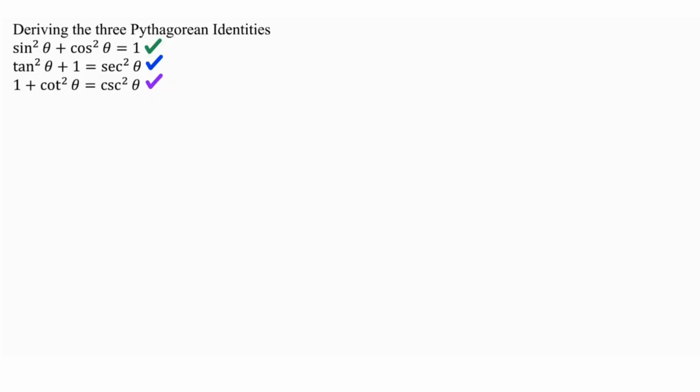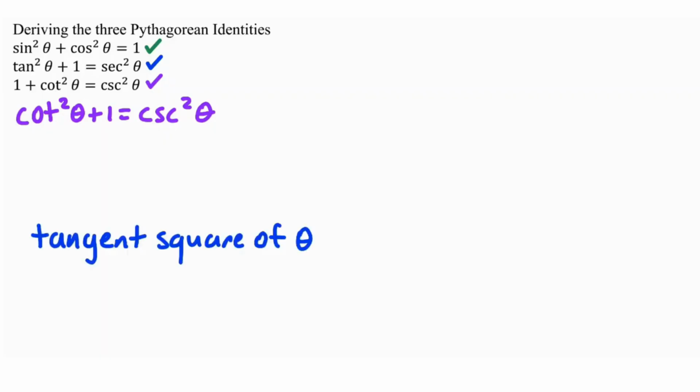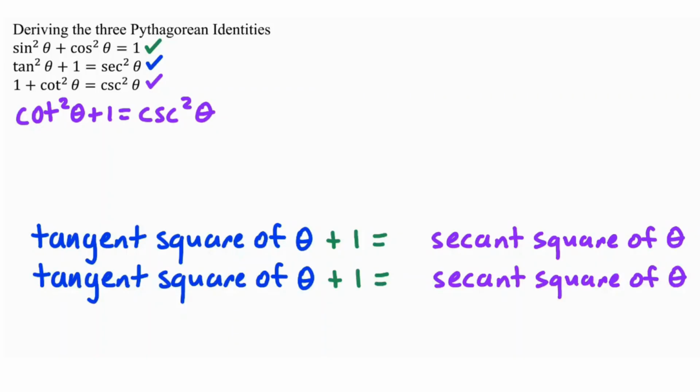Here's something interesting about the third Pythagorean identity. 1 plus cotangent squared theta equals cosecant squared theta. We can rewrite this as cotangent squared theta plus 1 is equal to cosecant squared theta. Now, from the second one, we have tangent squared theta plus 1 is equal to secant squared theta. You can use this to remember the third one. Well, we'll just copy and paste. And for the third one, we have cotangent squared of theta plus 1 is equal to cosecant squared of theta.